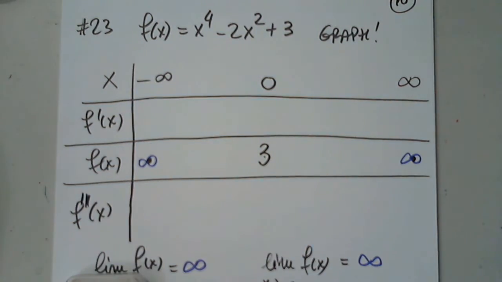Now, how do I find the x-intercepts? Quickly, with the graphing calculator. With apps, 9. Yes, it's a polynomial, this is degree 4. Okay. And 1, 0, negative 2, 0, and 3.